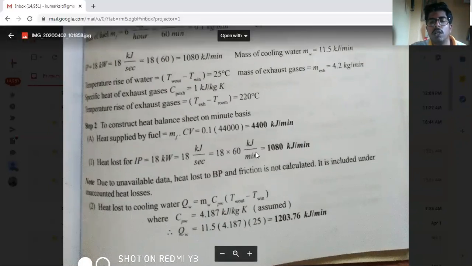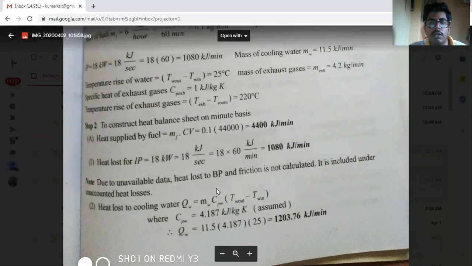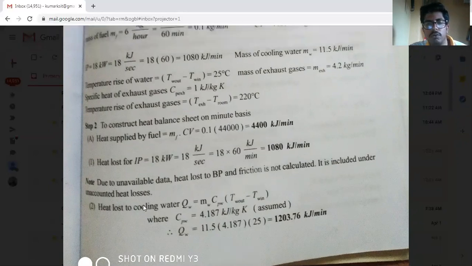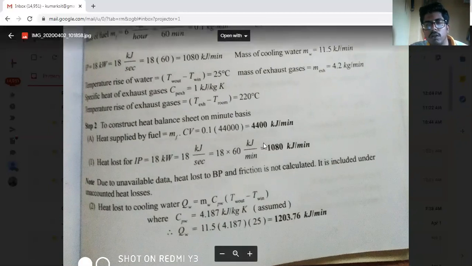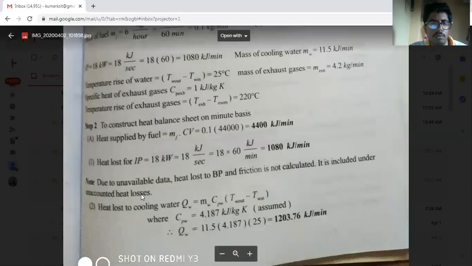To calculate the friction power, we have the formula: indicated power minus brake power. Here the brake power data is unavailable. So based on that, friction power is equal to indicated power, meaning whatever indicated power value we have is the same. Heat loss to friction power is equal to 1080 kilojoule per minute.